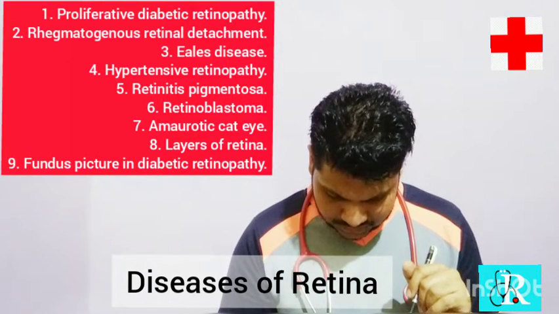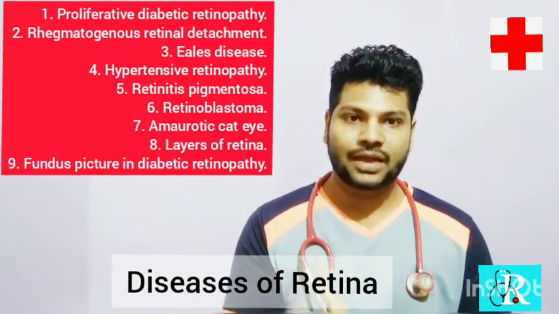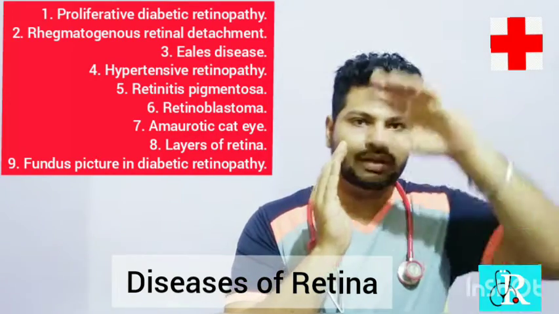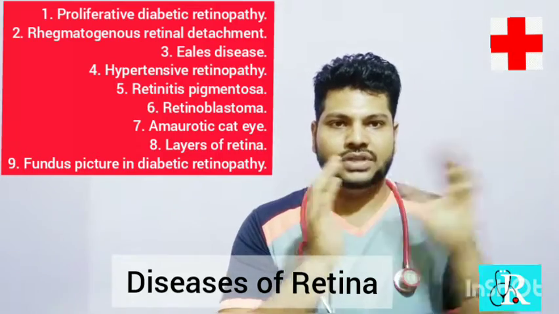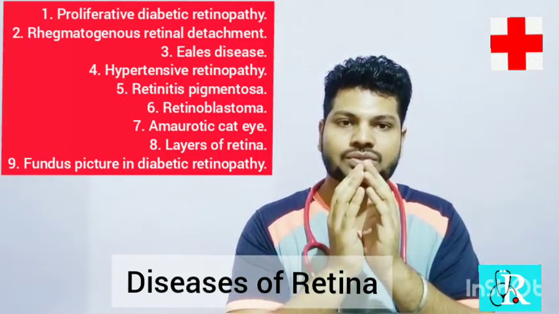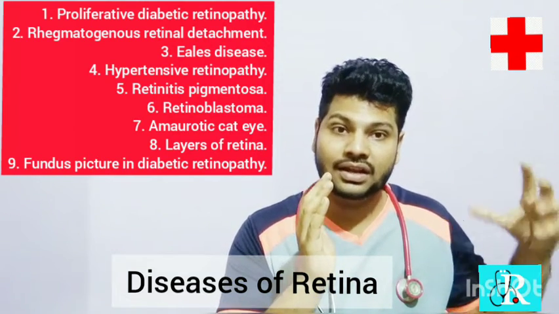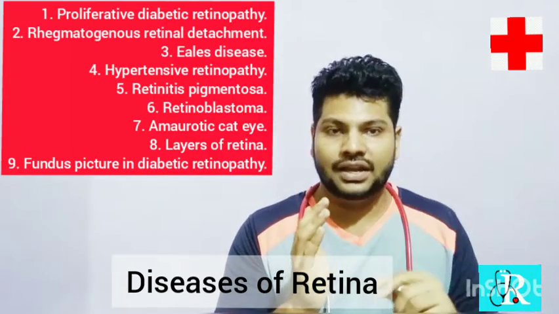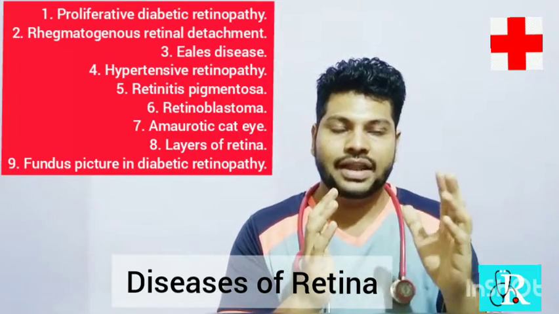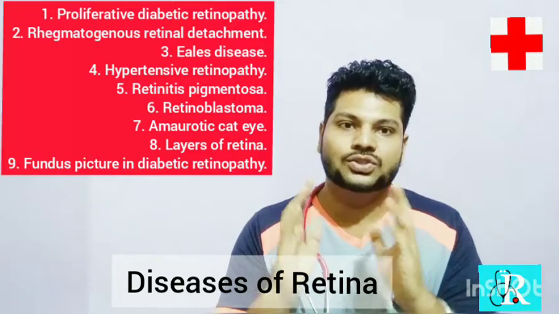Next comes the fundus picture in diabetic retinopathy. First, let us understand what an eye fundus is. Right behind the lens is the retina, the area of the retina on which the light is focused by the lens. The fundus contains the circular area that corresponds to the lens. This area contains the macula. Macula is nothing but a condensed area of the cone cells.